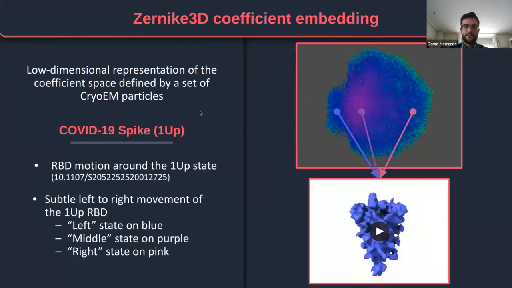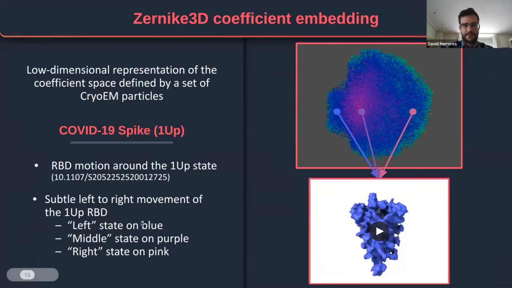And we did something similar with the COVID-19 spike in the one-up conformation. In this data set, we only had particles from the one-up, and the idea was to see how the up RBD moves, and explore the different conformations. This data set was already analyzed using 3D classification, and it was possible to find two different conformations corresponding to an RBD that was kind of open, and another RBD that was more closed and was moving in a lateral way from right to left.